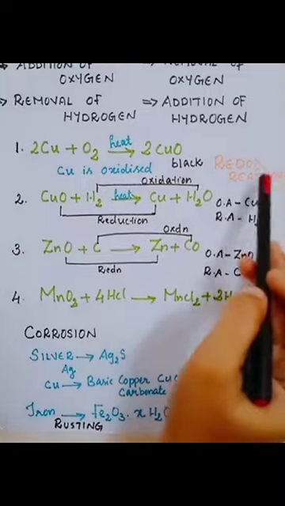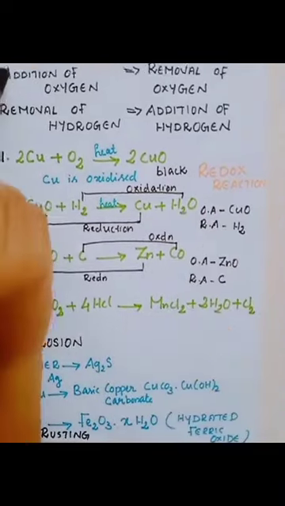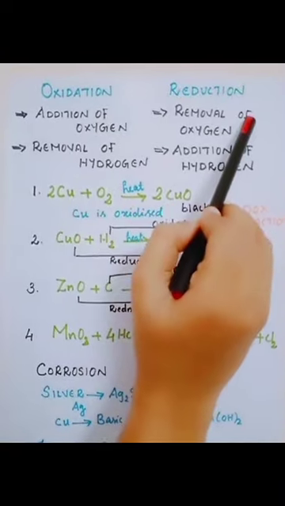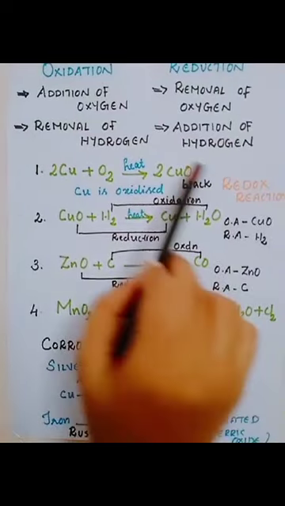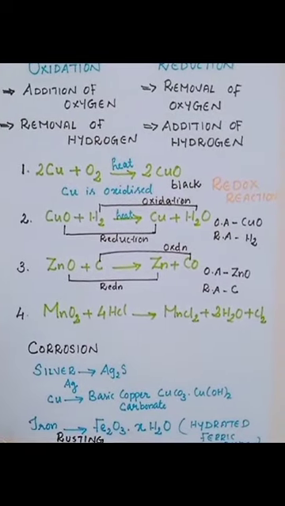Now, I think you understand what is redox reaction and what we mean by oxidation and reduction. Go through all these equations. These all equations are examples for redox reactions. So, we have completed all the different types of chemical reaction. Now, we are going to the last section of this chapter, that is corrosion.